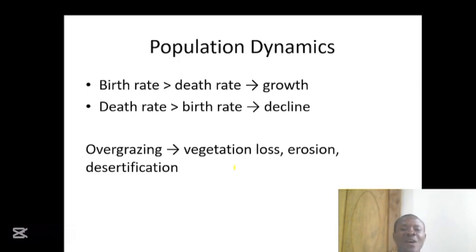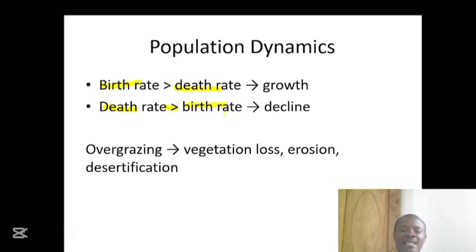On our slide here, we have population dynamics, how population changes. So we have factors that determine it. Although we have two here, I will explain another two that is not on this slide. We have death rate and birth rate. So if the birth rate is greater than the death rate, what will happen? There will be growth of population. But if the death rate is greater than the birth rate, there will be decline in population.